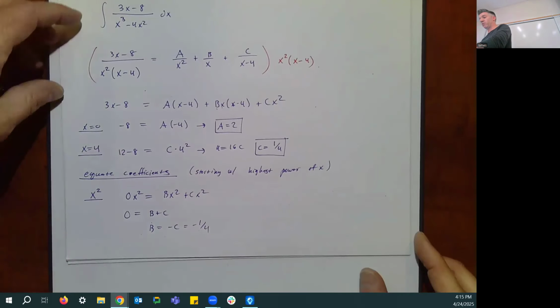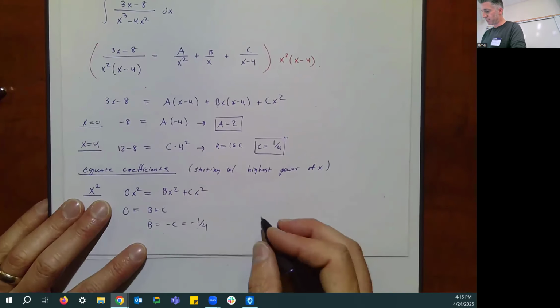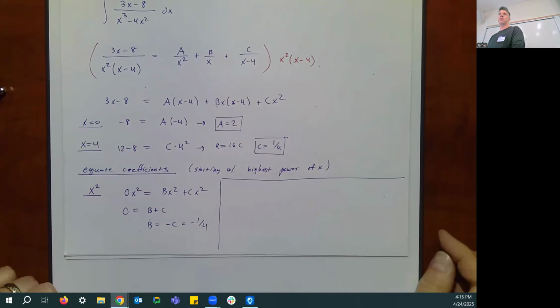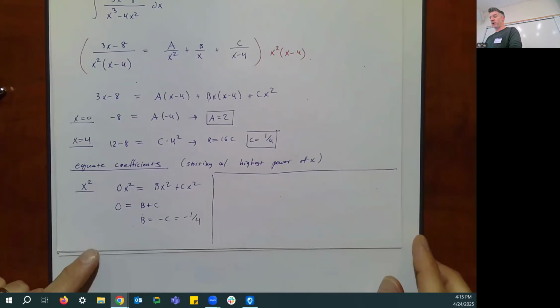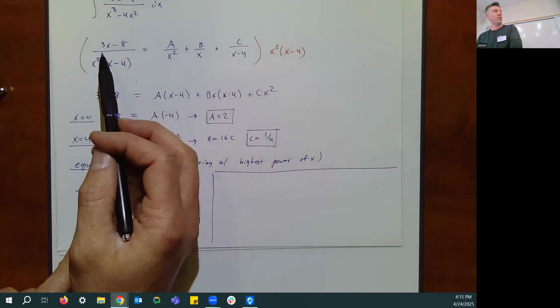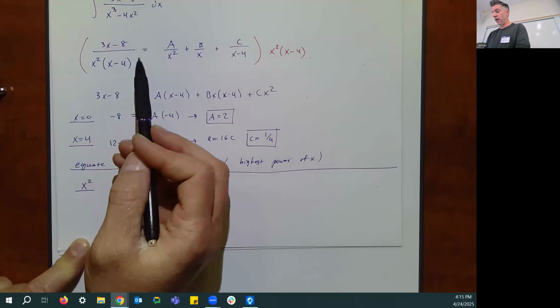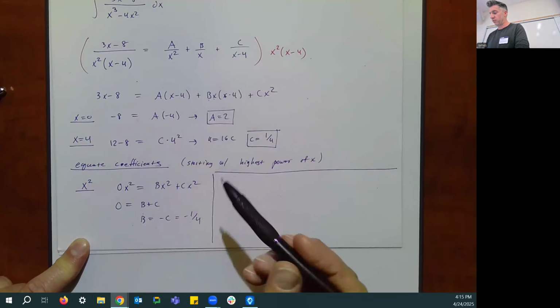It's the most efficient way of doing it, is what I should really say. So cool. We have found all of the constants. Now we're going to go back and rewrite our integral as, instead of the integral of 3x minus 8 over x squared times x minus 4, the integral of a over x squared plus b over x plus c over x minus 4.